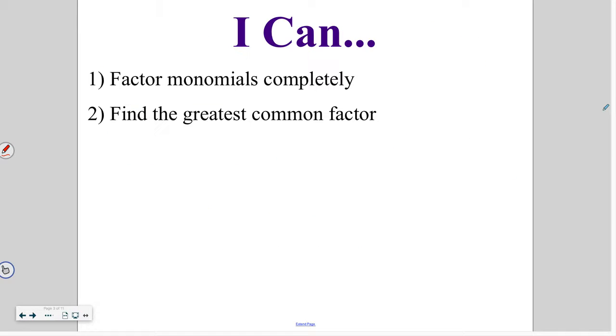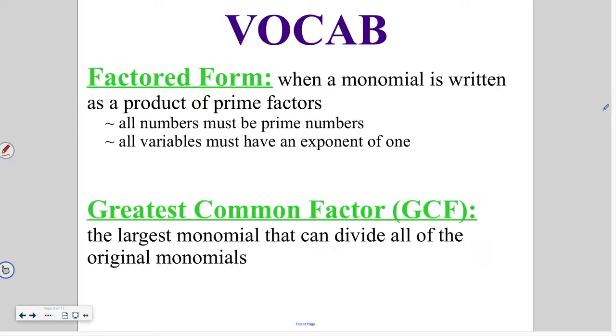By the end of today's lesson, you will be able to factor monomials completely and find the greatest common factor between a pair or possibly three monomials. When we're talking about factored form, this is when a monomial is written as a product of prime factors. Remember that prime factors are numbers that can only be divided by 1 and itself.